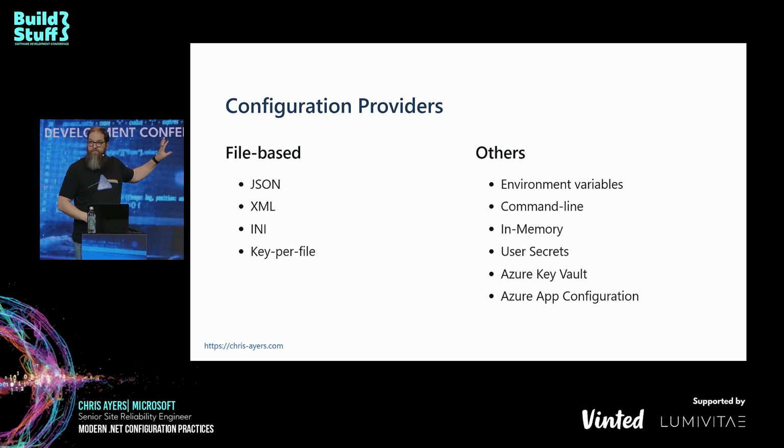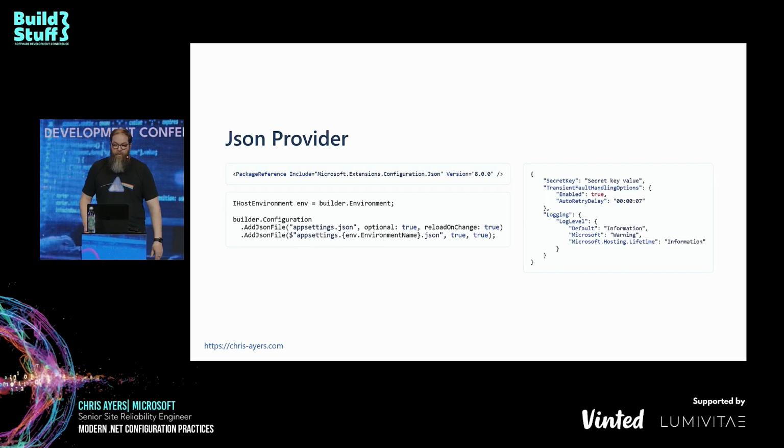We have JSON providers, XML. If you want to write an INI file for Win32, hey, we got you covered. There's one implemented. And there's a ton of other providers that we can leverage for testing, like in-memory, as well as if you need to do a Key Vault or an App Config to pull in feature flags. Pretty much all of them just need a reference, and then you can add a file.